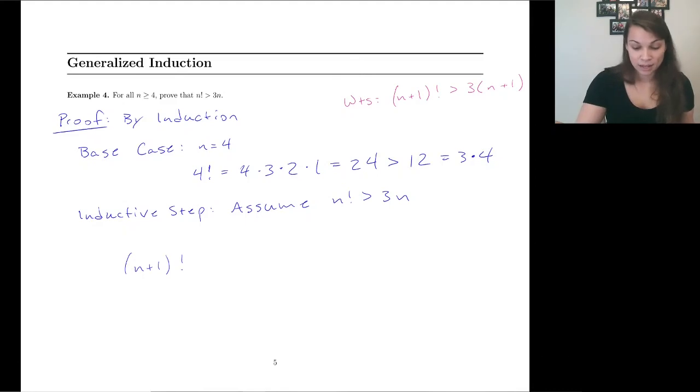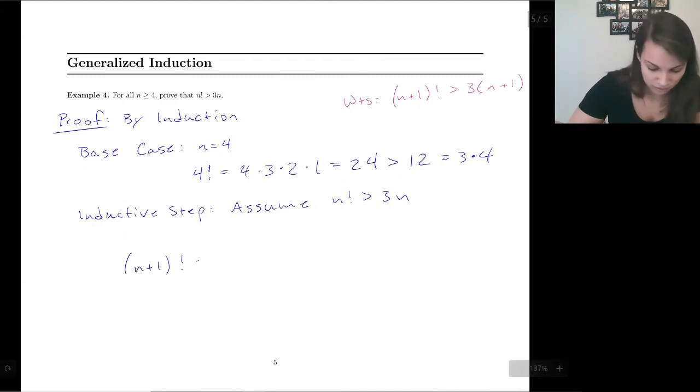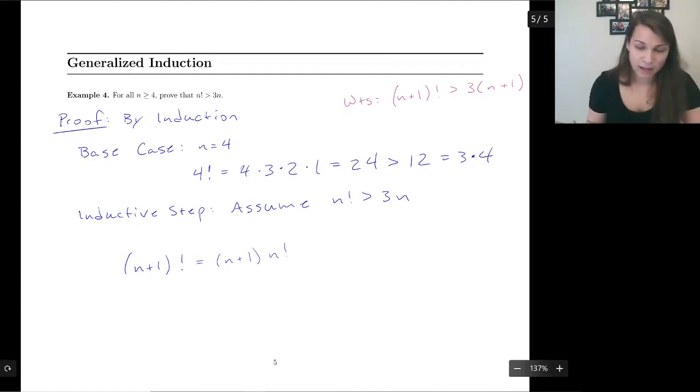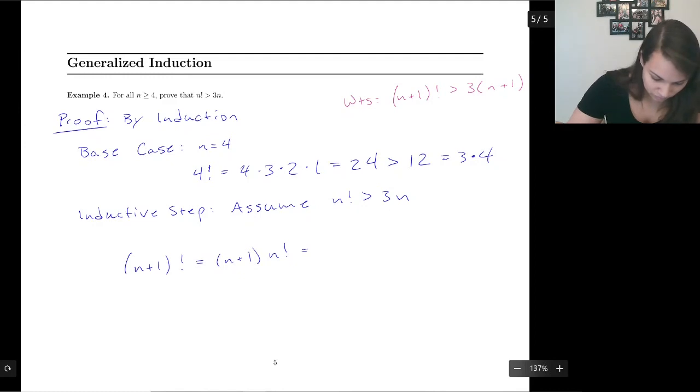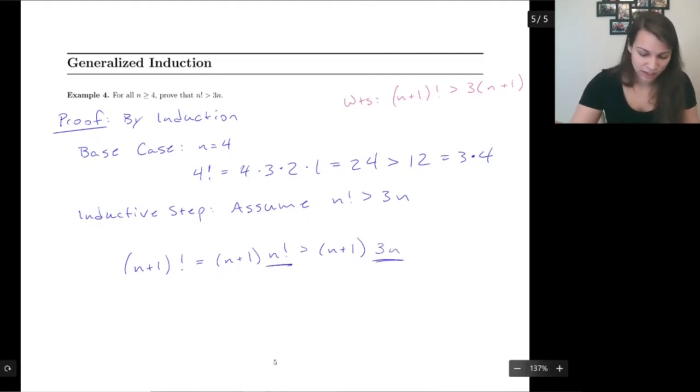I know how to break that up so that I can see the n factorial explicitly, and that seems like a good idea since our assumption involves n factorial. So I'm going to write it as n plus 1 times n factorial. Now that I have the n factorial, I'm going to say, hey, I have an assumption about that. Let's plug it in. So n plus 1 times n factorial, oops, that's not an equal sign, is going to be bigger than n plus 1 times 3n, because we're replacing this n factorial with the 3n, and we know that the 3n is going to be smaller.